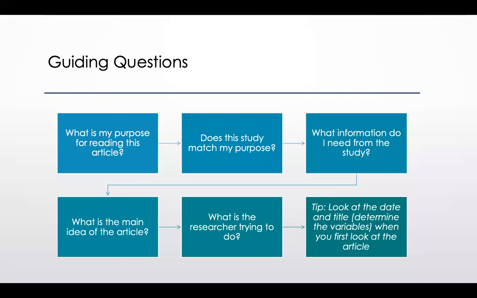Some guiding questions are: what is my purpose for reading this article? Does this study match my purpose? What information do I need from the study? What is the main idea of the article? What is the researcher trying to do? And a tip is to look at the date and title and determine the variables when you first look at the article.